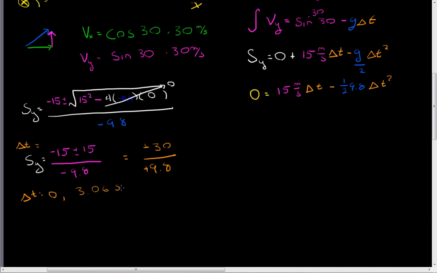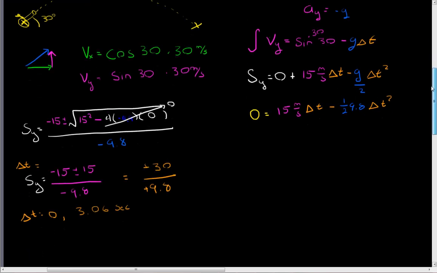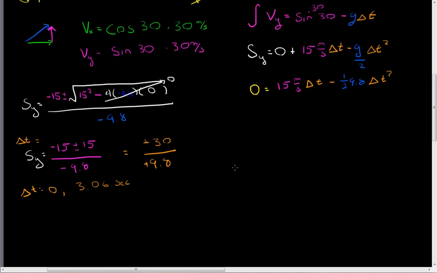Now this makes sense because our initial time was 0 seconds when we hit 0 first. So we started at 0 when we launched the trajectory, and at 3.06 seconds later, we hit down here, which gives us our change in time, our final answer, equal to 3.06 seconds, which is how long we're in the air.